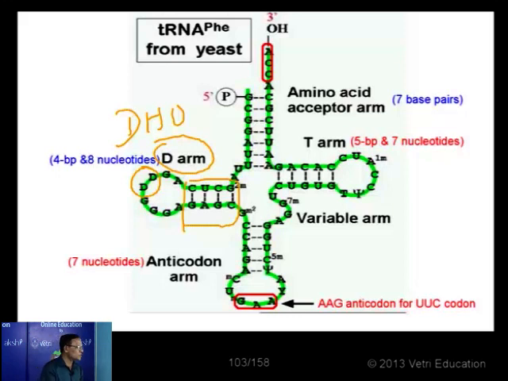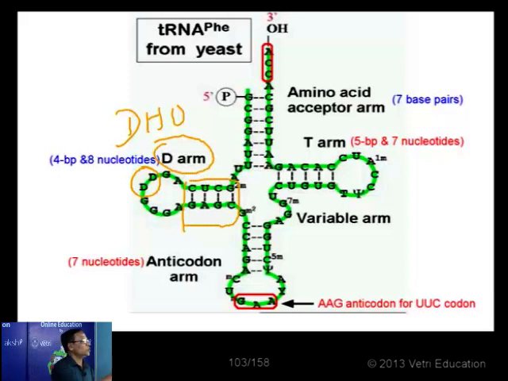So what is the function of this D arm? This D arm is responsible for recognizing the enzyme which activates the amino acid. So this is the arm responsible for recognizing the enzyme, for example, amino acyl synthetase, the one responsible for the activation of the amino acid. That is the function of this D arm. It is called D arm because it contains dihydrouridine.